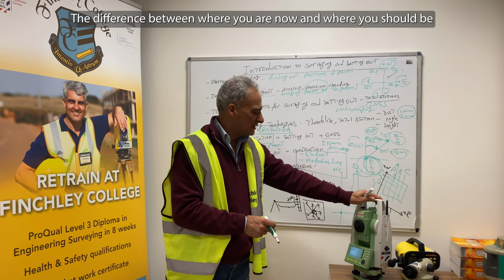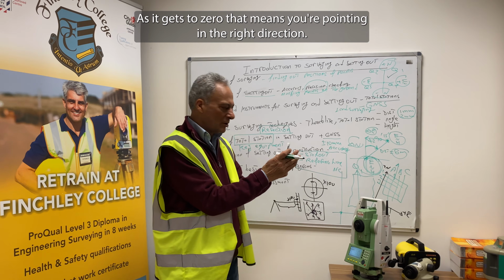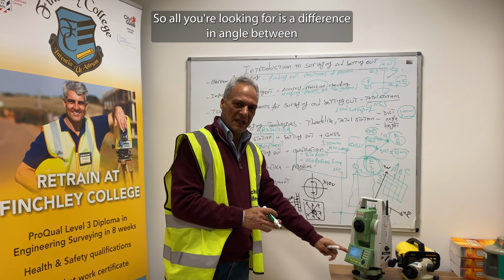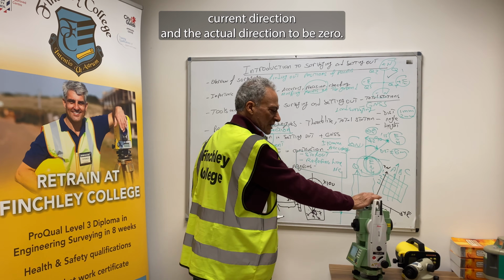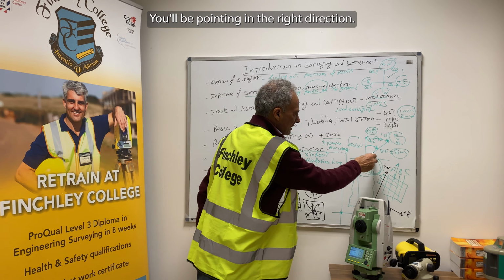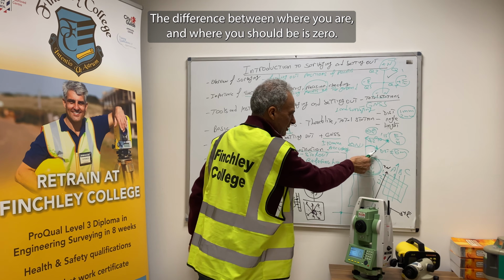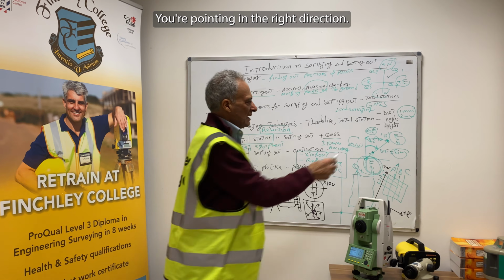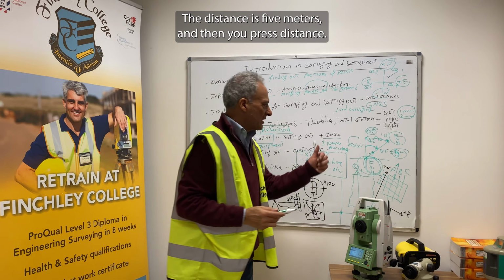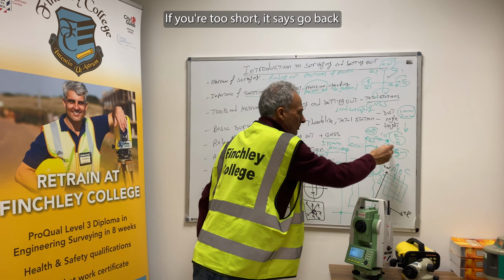When you turn it, the difference between where you are now and where you should be gets smaller, and when it reaches 0, that means you're pointing in the right direction. So all you're looking for is the difference in angle between the current direction and the actual direction to be 0. Then you'll be pointing in the right direction. The instrument, for example, has calculated the distance is 5 meters, and then you press distance. If you're too far away, it says come down. If you're too short, it says go back.